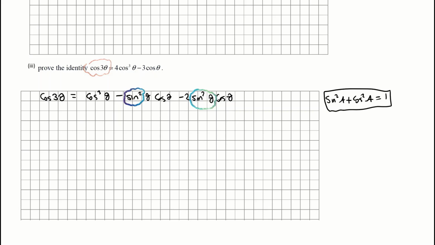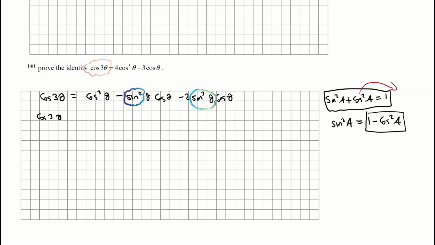So basically what I'm going to do here is I'm going to use that. I'm going to move over the cos squared a. So that means that sine squared a is the same as 1 minus cos squared a. So that's what I'm going to sub in for sine squared a, or in our case, sine squared theta. So let's have a look.